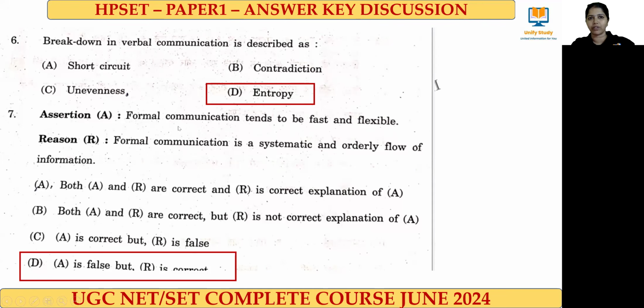Formal communication, whatever we do in official information, in any kind of government office and all, right? It is not said to be fast and flexible. It goes step by step in sequence, and it is not flexible because it follows an order. So option D is right. A is said to be false, and the reason for why formal communication is said to be like that, because it is systematic and orderly flow of information. The reason is right, but the assertion is false. Formal communication tends to be slow and it is not flexible.